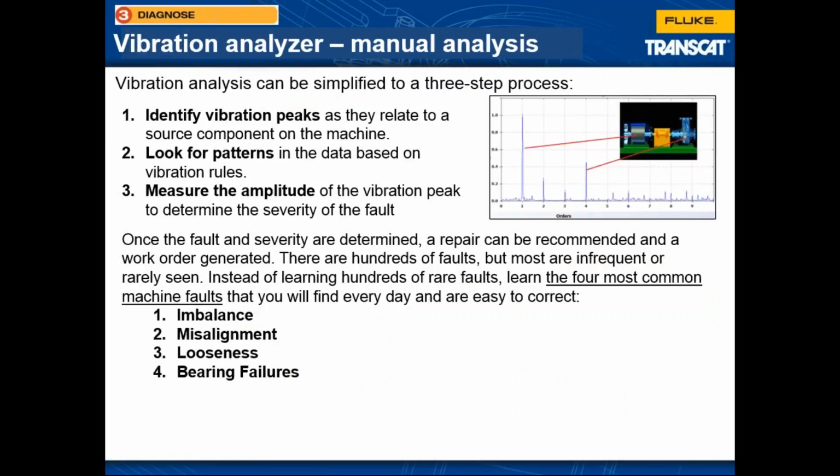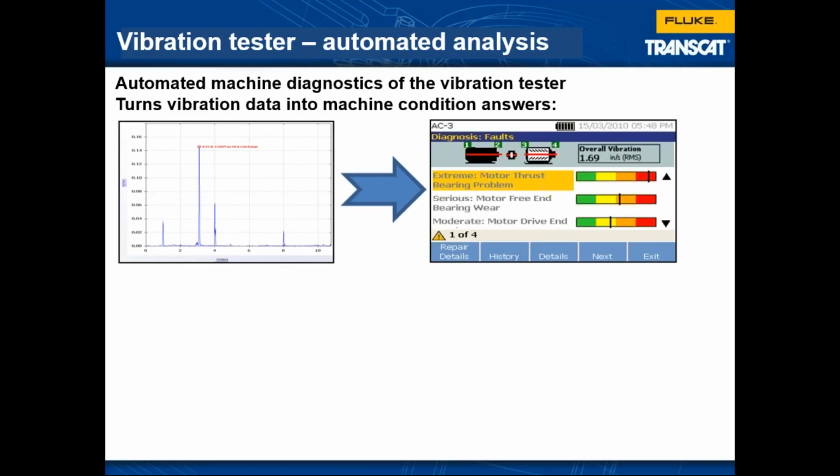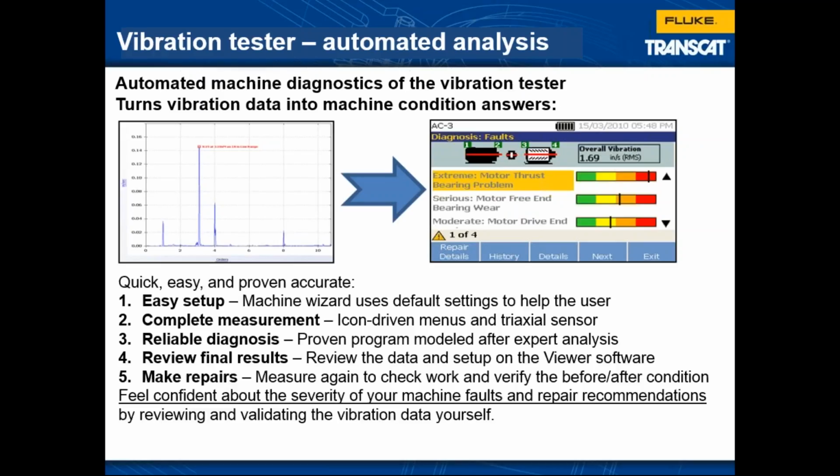There are really 4 faults with rotating machinery: imbalance, misalignment, looseness, and bearing failures. Even though the vibration tester can diagnose over 4,700 faults, these 4 faults are really the ones that you're going to see on a daily basis, and these are the ones that we're going to worry about. So the automated diagnostic system runs these vibration peaks through an automated software program that in 3 or 4 minutes is going to tell you what's wrong with the machine, how bad that fault is, and what to do to fix it.